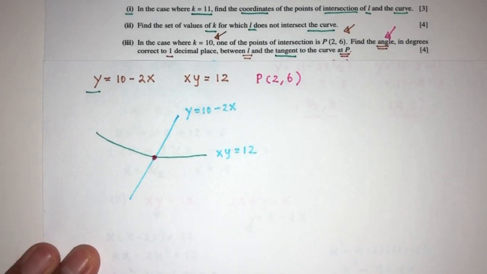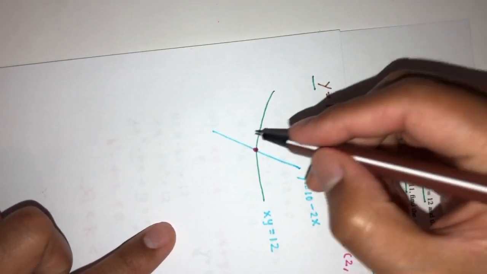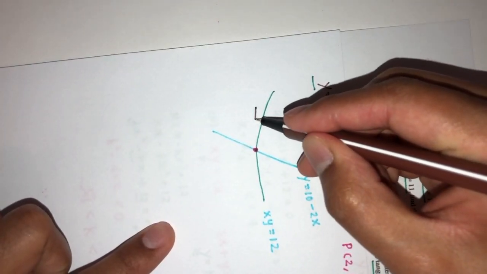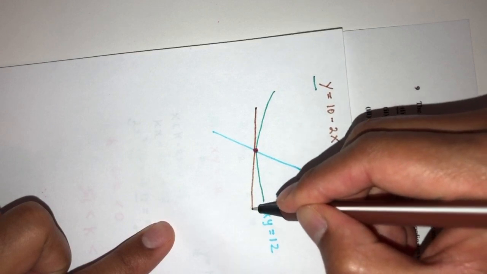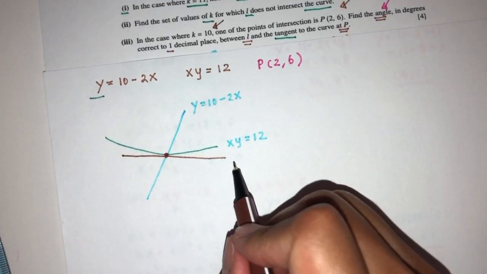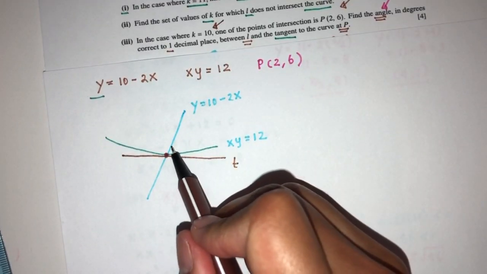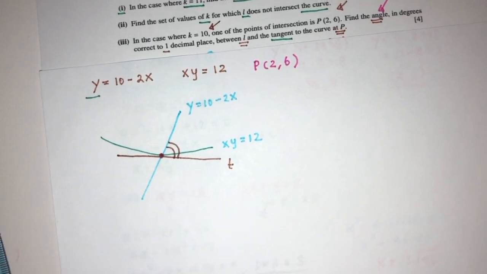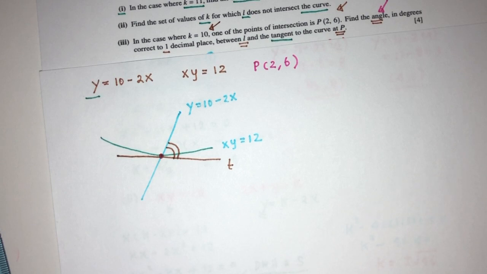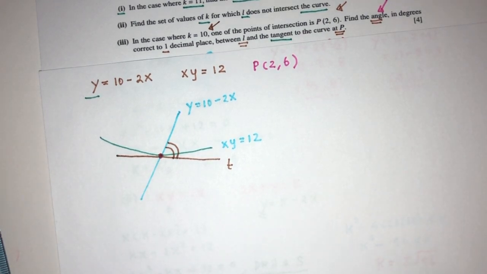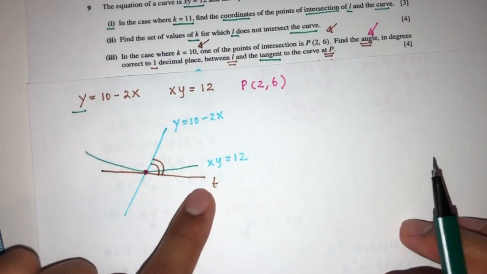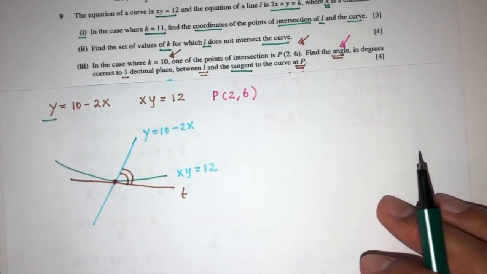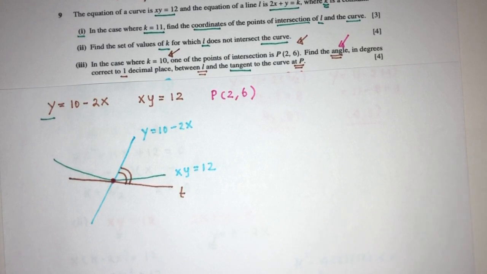So tangent is a line. For example, it would be this line over here. So that will be my tangent, and we have to find the angle right here. So how can you find this angle between the line and the tangent? Let's see. We can find the equation of the tangent first.